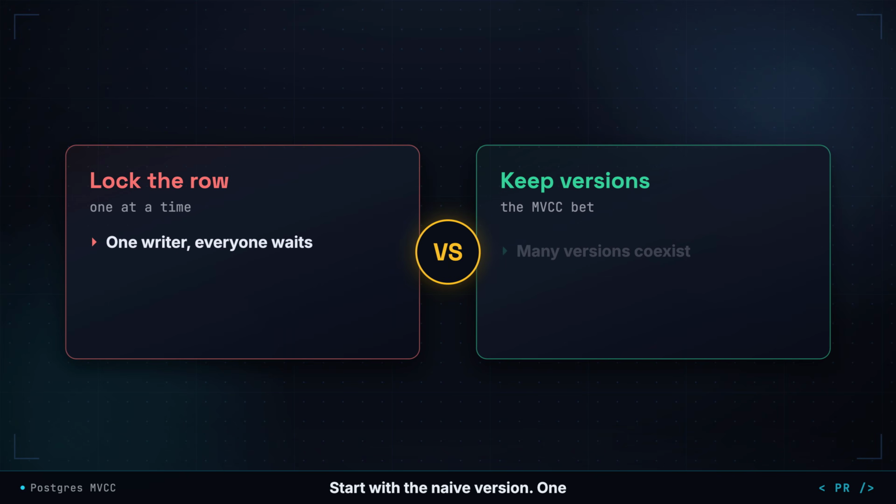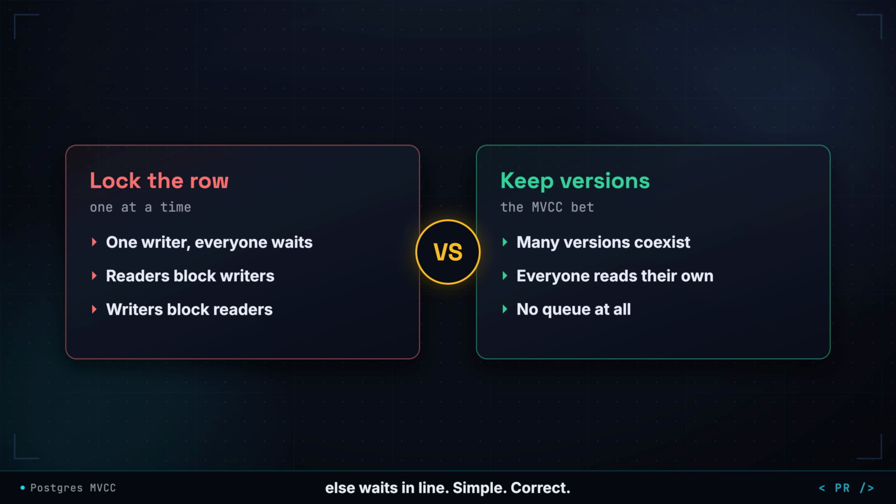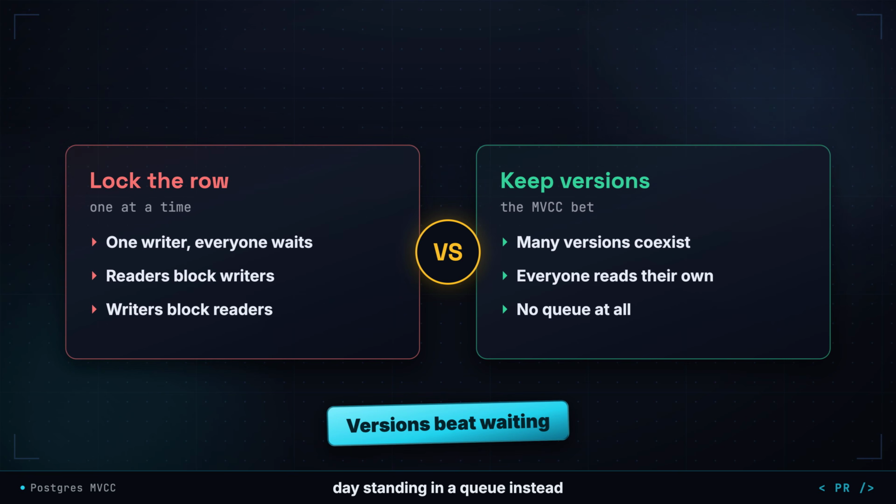Start with the naive version. One writer grabs the row and everyone else waits in line. Simple, correct. And it collapses the second you get real traffic. Readers stack up behind writers, writers stack up behind readers. Your database spends its whole day standing in a queue instead of doing any work.